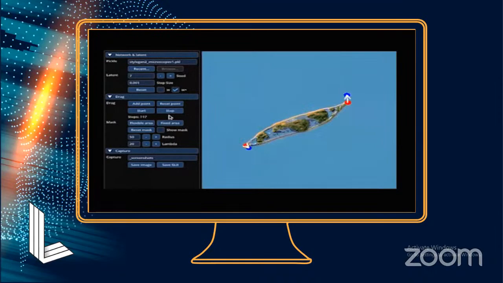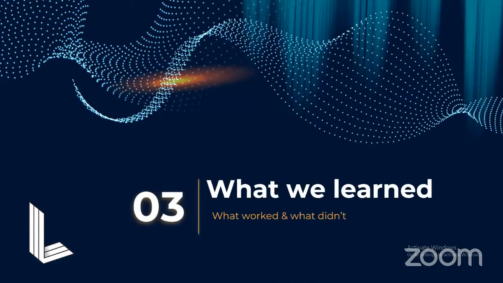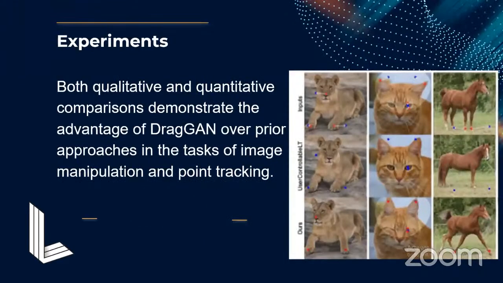So what we have learned so far is through a few experiments, a few shots of learning through this DragGAN architecture. Using this DragGAN architecture, we have experimented in both qualitative and quantitative ways. The comparison demonstrates that DragGAN has a very broad approach to taking images and manipulating them through point tracking. These experiments also involve creating more motion images.